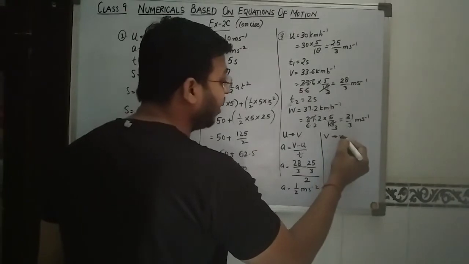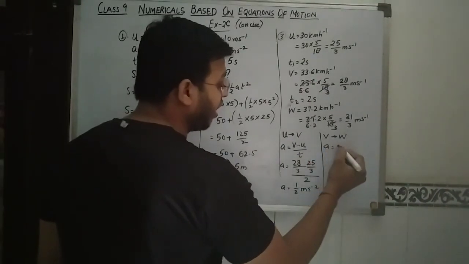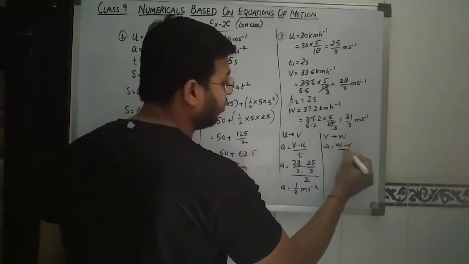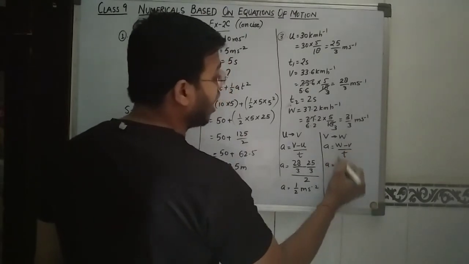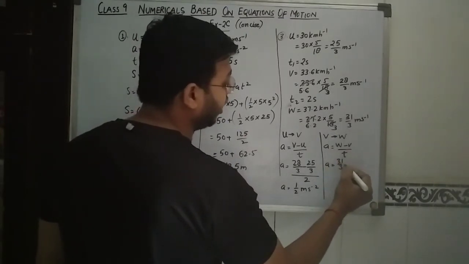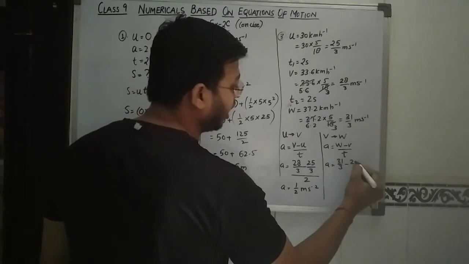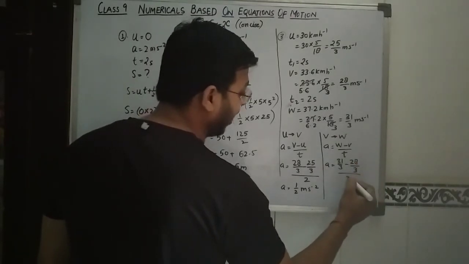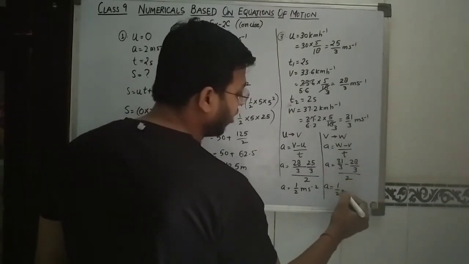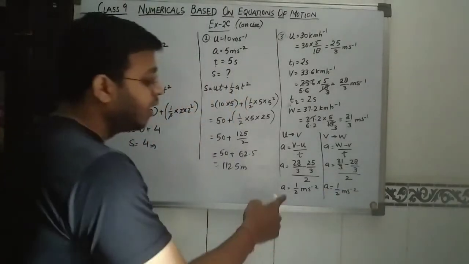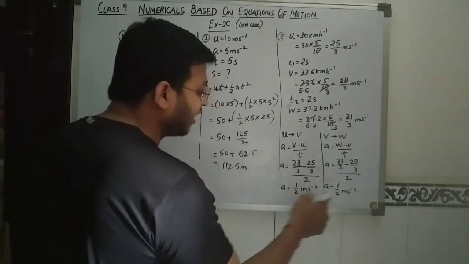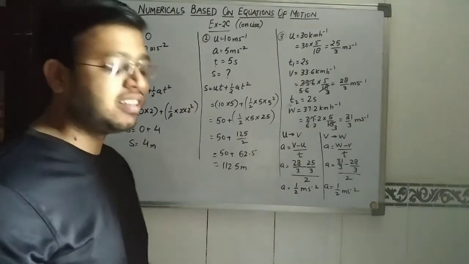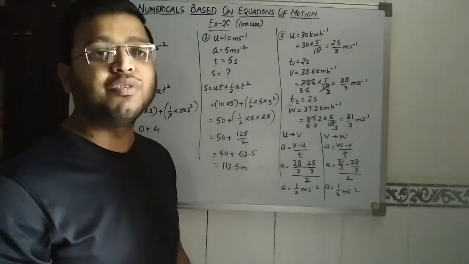Now in the second case, v to w, the formula will be the same, but now w minus v upon t. The value of w is 31 upon 3, the value of v is 28 upon 3, and the time interval is again 2. So a is again 1 by 2 meter per second square. Because the acceleration in both cases is the same, we can say that the acceleration is uniform.